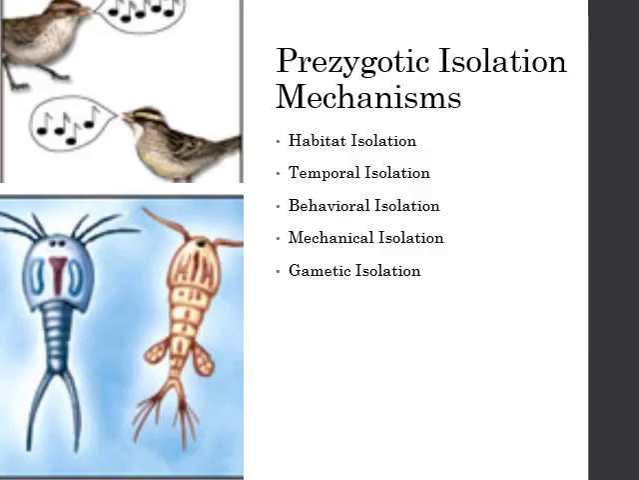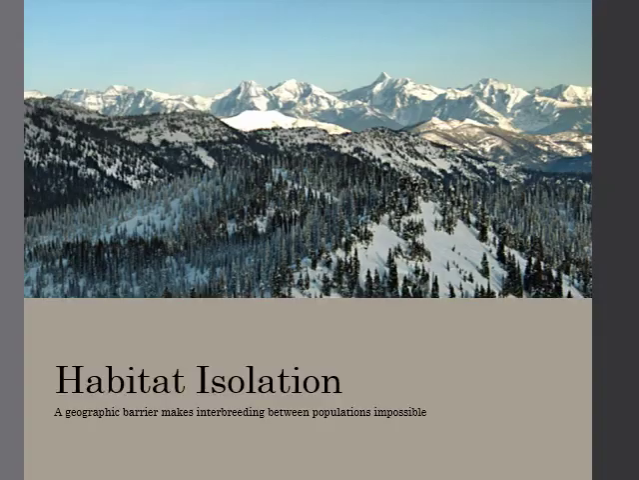There are 5 mechanisms. You might have habitat isolation, temporal isolation, behavioral isolation, mechanical isolation, and gametic isolation. We'll go through each. First up, we've got habitat isolation. This makes sense. A geographic barrier makes interbreeding between populations impossible.